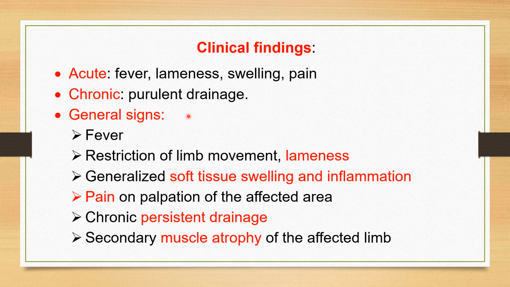The general signs observed are fever, restriction of limb movement because of pain, and lameness. There is generalized soft tissue swelling and inflammation at the site of infection. Pain on palpation of the affected area. The degree of pain depends on the inflammation. In some of the cases, there is chronic persistent drainage.